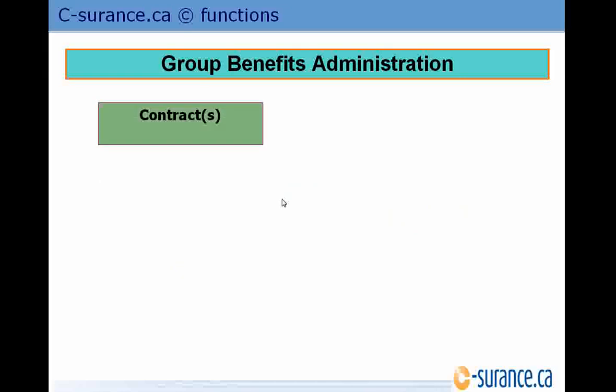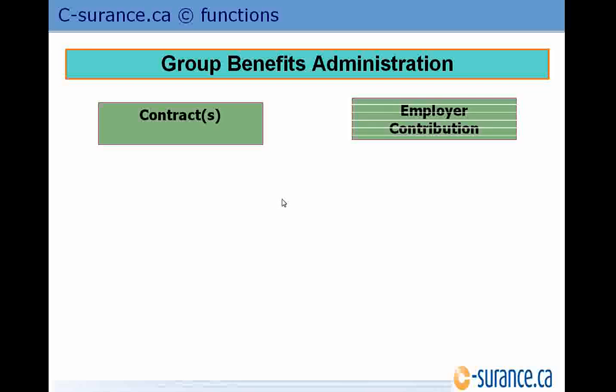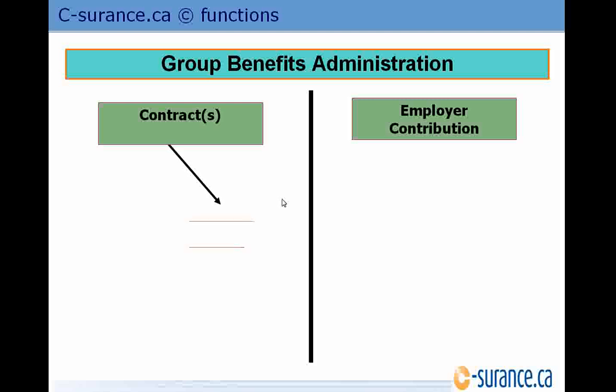Let's talk now about group benefit administration. This is the task your employer needs to handle. There are two things that he has to do. The first one is to manage the contract, and the second one is the employer contribution. As we can see, there's a definite split between the two activities.